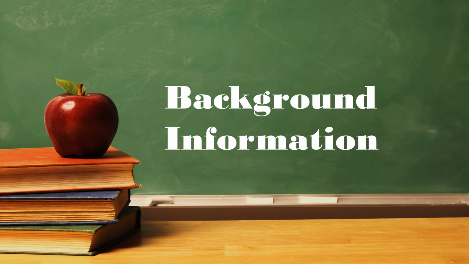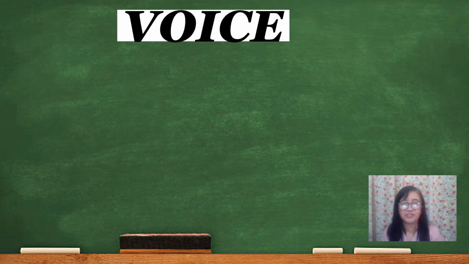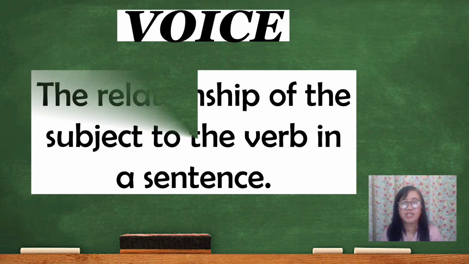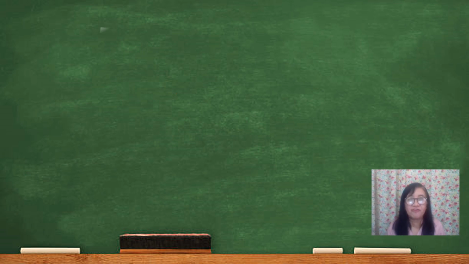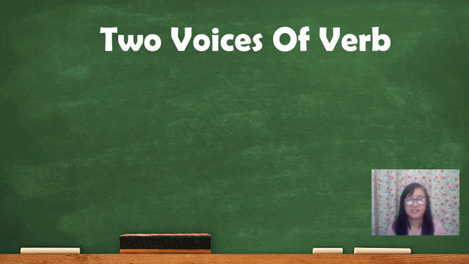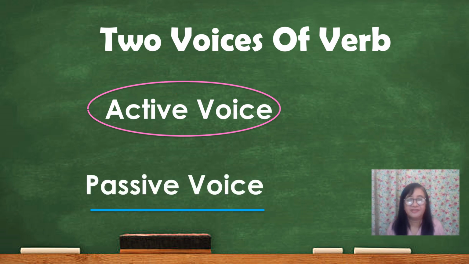Background information. But before we continue our discussion, let us first define voice. So, what is voice? Voice is the relationship of the subject to the verb in a sentence. And there are 2 voices of the verb. These are the active voice and the passive voice.